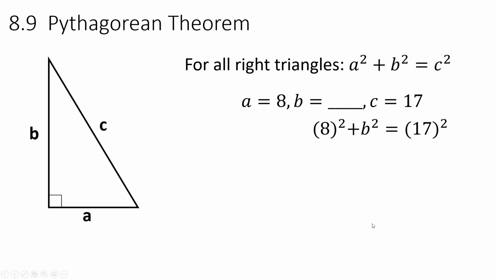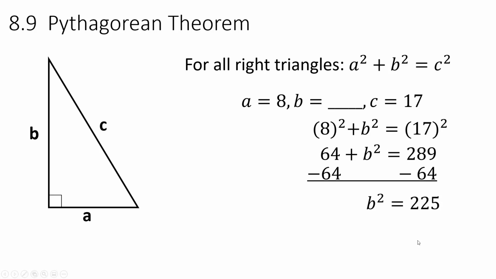I'm going to go ahead and show the setup. I've plugged in for A. I've left B as it is, and I've plugged in for C. A squared plus B squared equals C squared, so I'm plugging in what I know. Now I'm applying the exponents. I want to get B squared by itself, so I'm going to subtract off the 64.